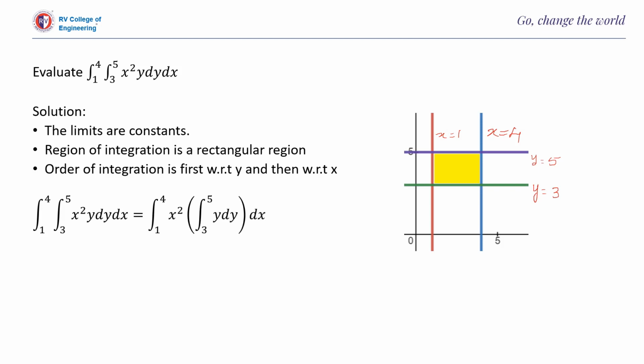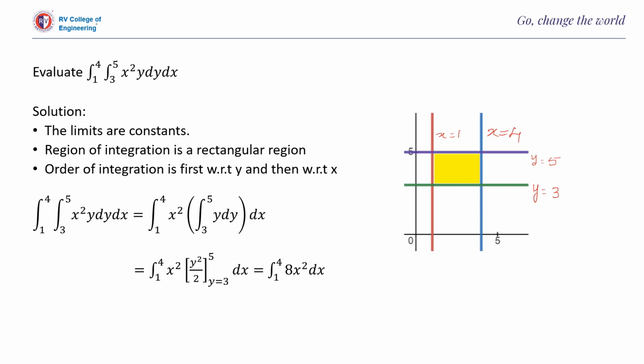Integral 1 to 4, integral 3 to 5, x square y dy dx is equal to integral 1 to 4. Since the order of integration is such that we integrate first with respect to y between the limits y equal to 3 and y equal to 5, and then with respect to x between the limits x equal to 1 and x equal to 4. So x square is considered as a constant, hence we keep it outside the integral and we integrate y dy. So we get integral 1 to 4 x square, integral of y dy is y square by 2, evaluated between y equal to 3 and y equal to 5.